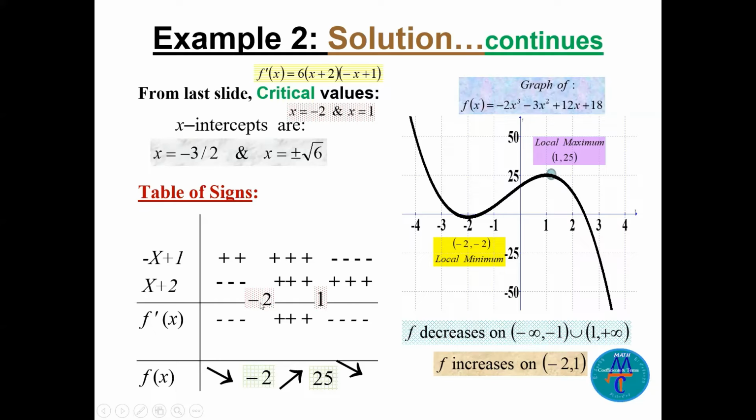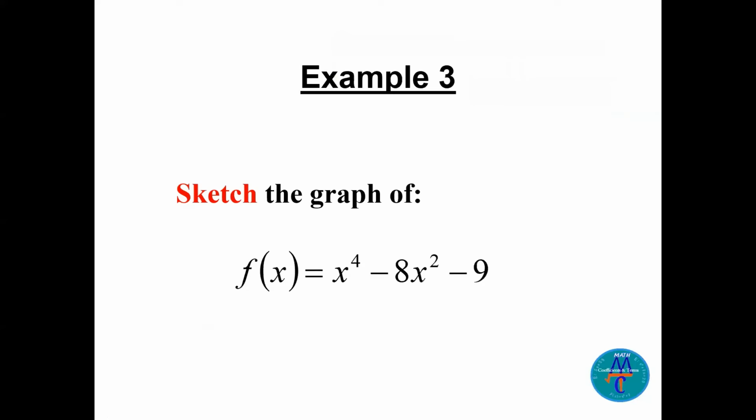At minus 2, this is a critical value. Replace it in the function. You will get minus 2 here, so minus 2 is a local minimum. If you take 1 and replace it in the function, you will get 25. So that's a local maximum. There is no absolute extremum here, because this will go to plus infinity and this will go to minus infinity.